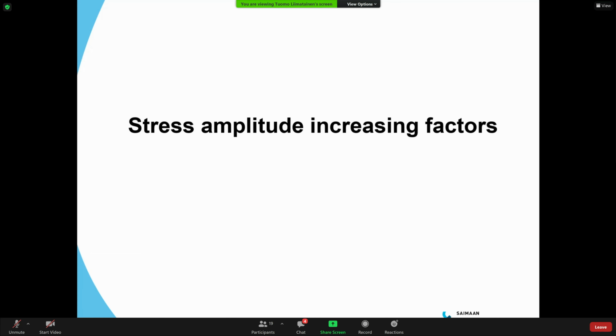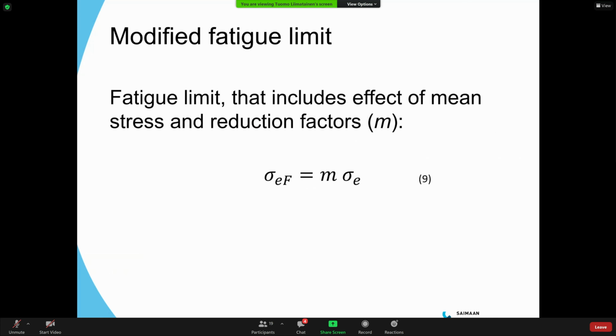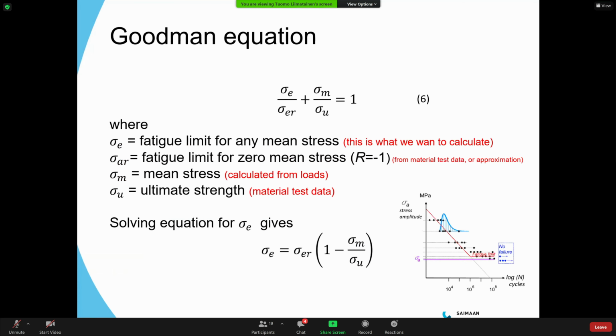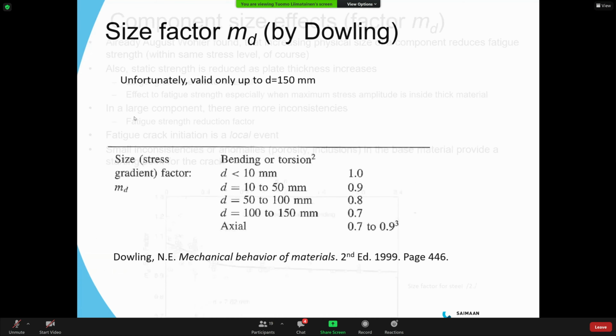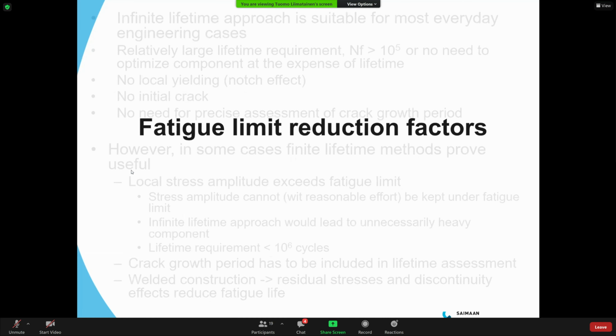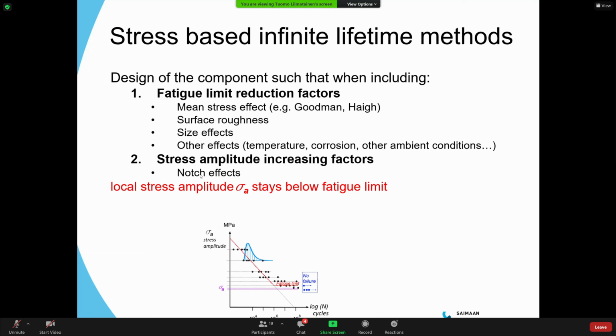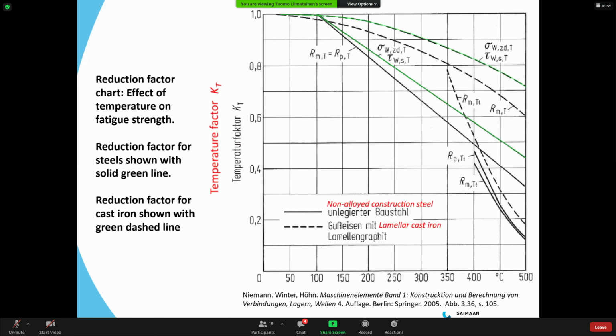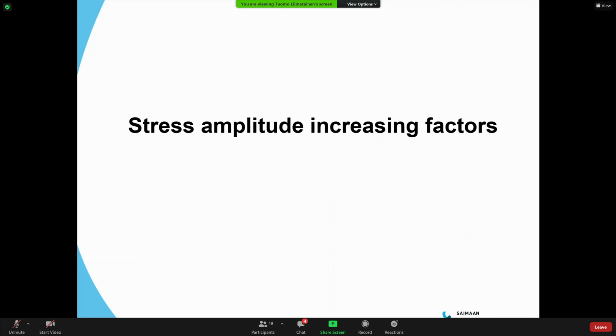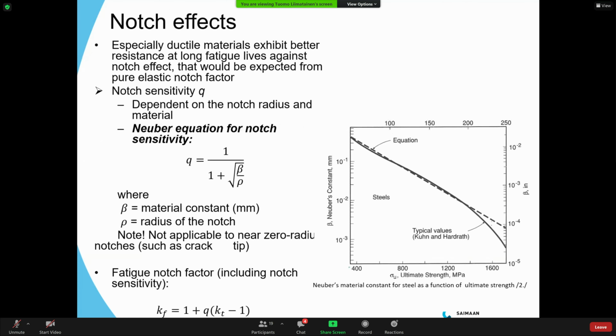Okay. Then the stress amplitude increasing factors. So now we covered these fatigue limit reduction factors, and we are going into the second topic, stress amplitude increasing factors, which we also need to include. And that is something that you already know. That is something we've been practicing. So that is basically the notch effect. This is already known to you.